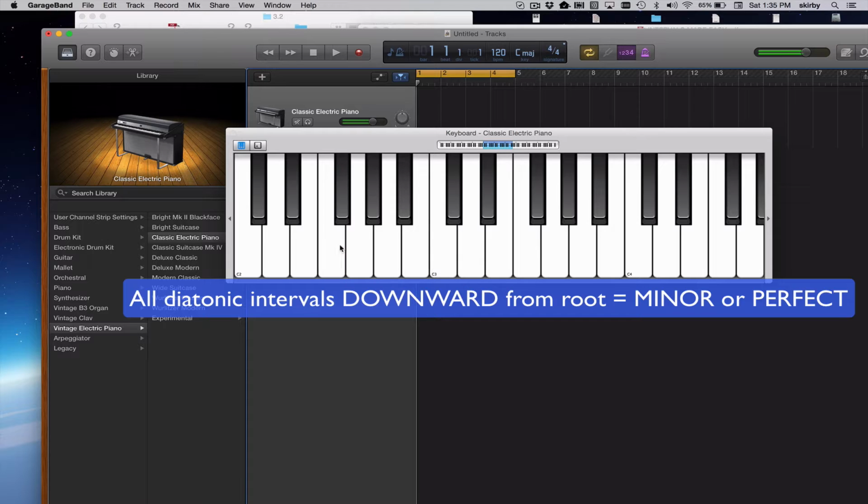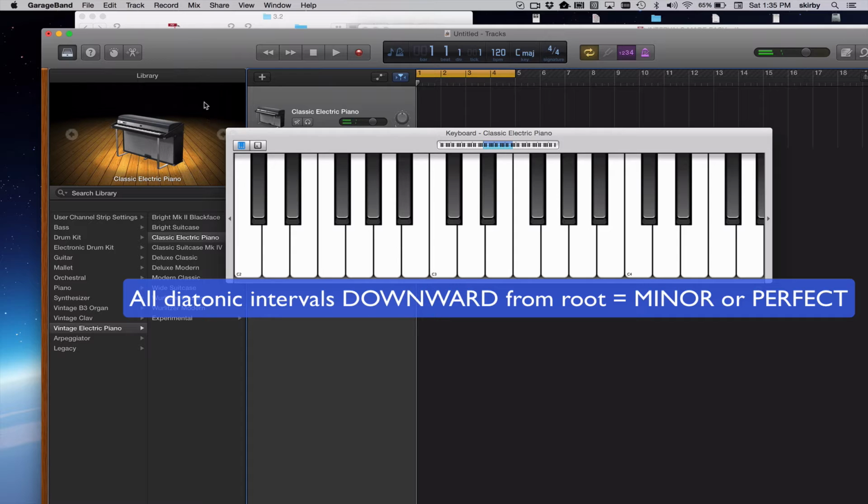This is a fifth. It is in the scale, therefore it is a perfect fifth. This is downward to a sixth. It's in the scale, therefore it's a minor sixth. And this is downward to a seventh, and it's in the scale, therefore it is a minor seventh.